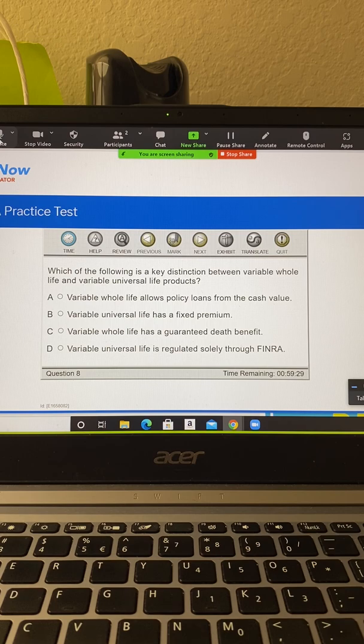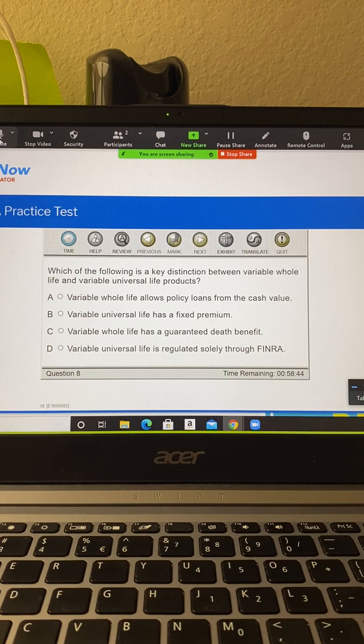All right. I want to say the answer is C. And the reason is variable whole life has a minimum guaranteed death benefit. Variable universal life doesn't. With universal life, the cost of insurance could go up and the policy actually could end up terminating. Okay, that's what I'm thinking. D is just false.